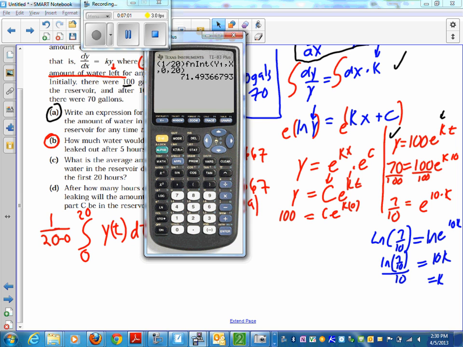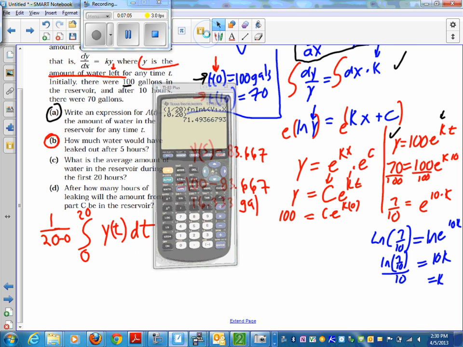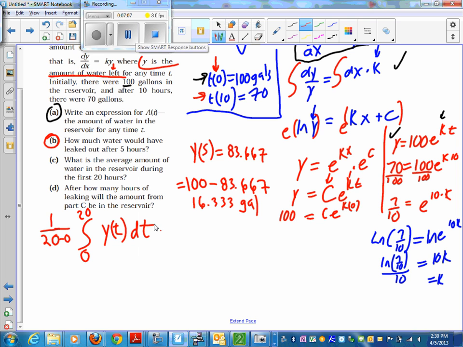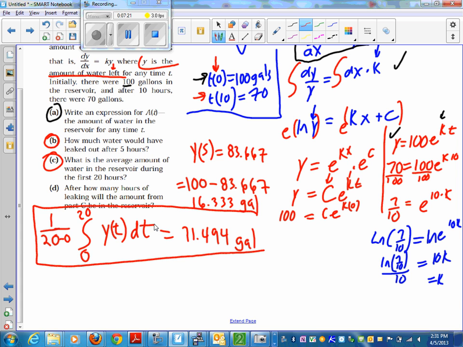So it kind of makes a little sense. So we're going to put down 71.494. All right, so make sure you get the units right. Since we're talking about the amount of water, it's going to be in gallons. I haven't been doing a very good job of this, but make sure you put your answers in a box.